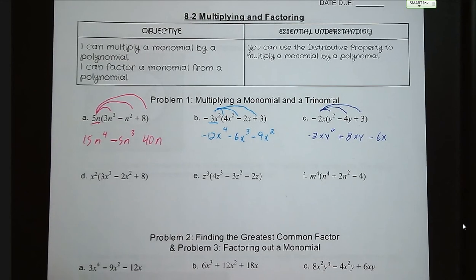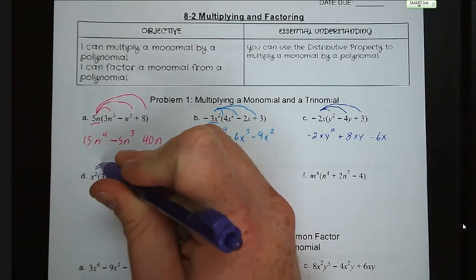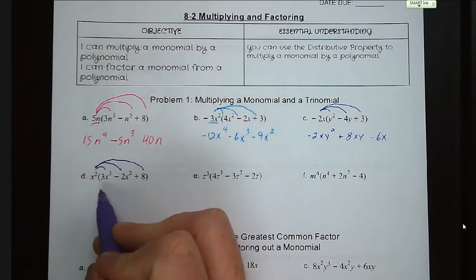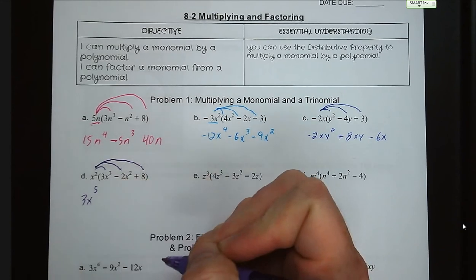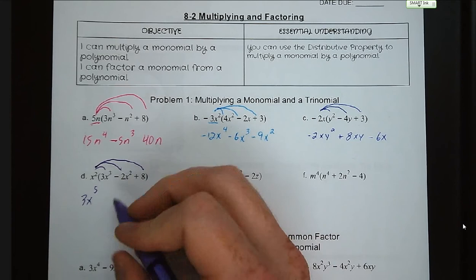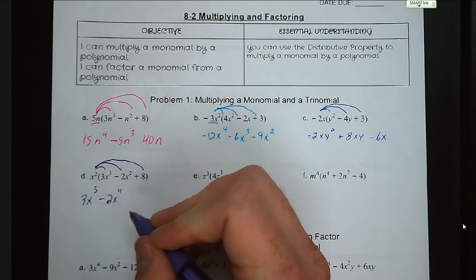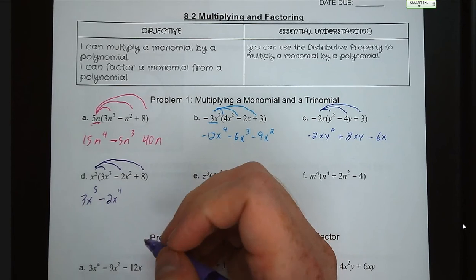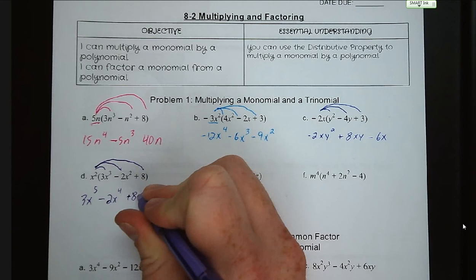Okay? I want you guys to try letters D, E, and F on your own, and then we're going to go over them. So the first term, we are multiplying x squared times 3x cubed, so that'll be 3x to the fifth. x squared times negative 2x squared is minus 2x to the fourth. And x squared times 8 is 8x squared.